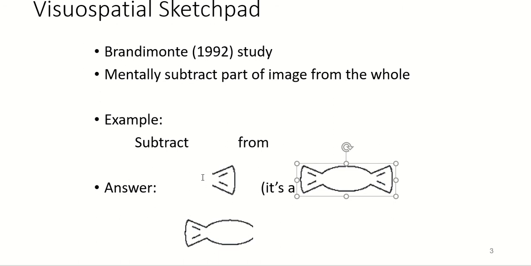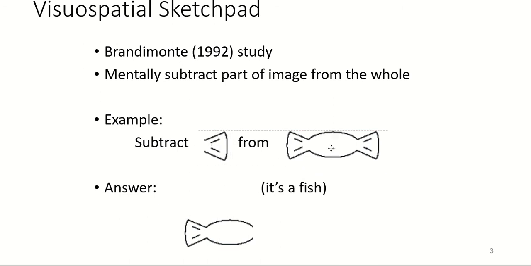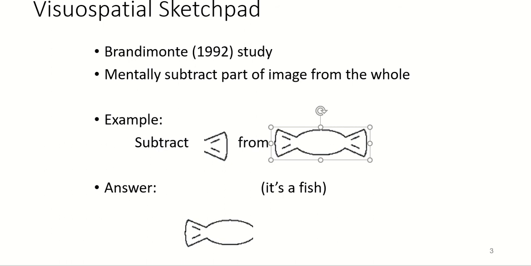In some case, they would actually see a picture like this. Sorry, this got out of alignment. They were given this image, and then they were asked to subtract this shape right here from this picture of a candy, right? And they would get this image first, so that they would think, oh, it's either the shape of a candy, or they would just translate it into the word candy.